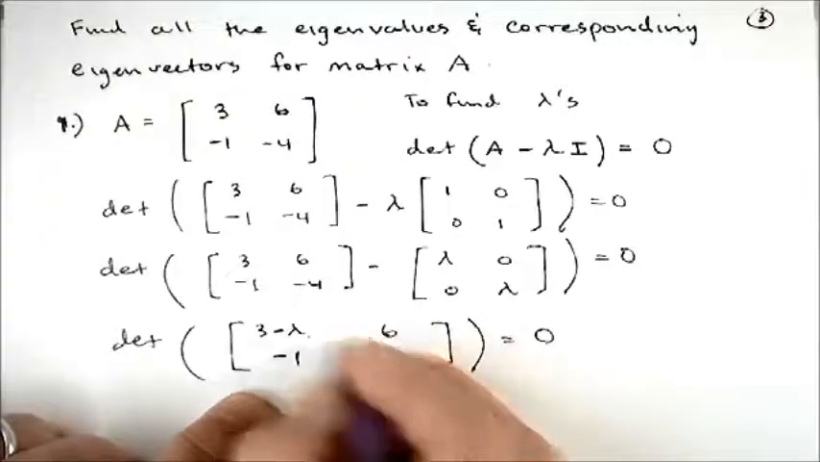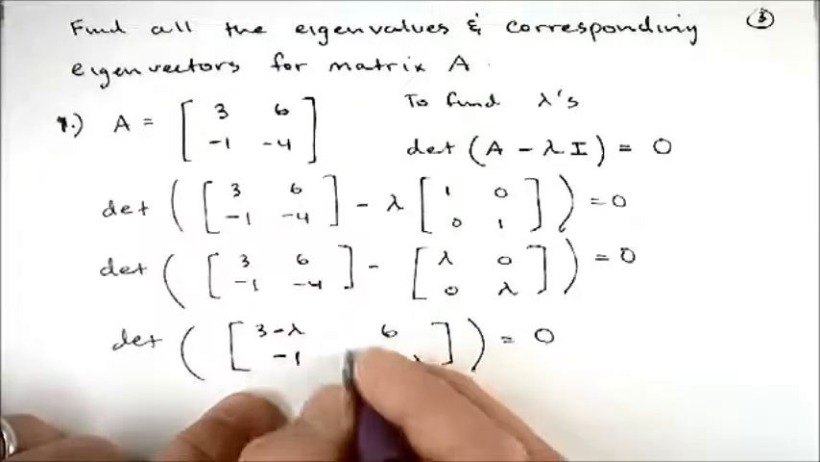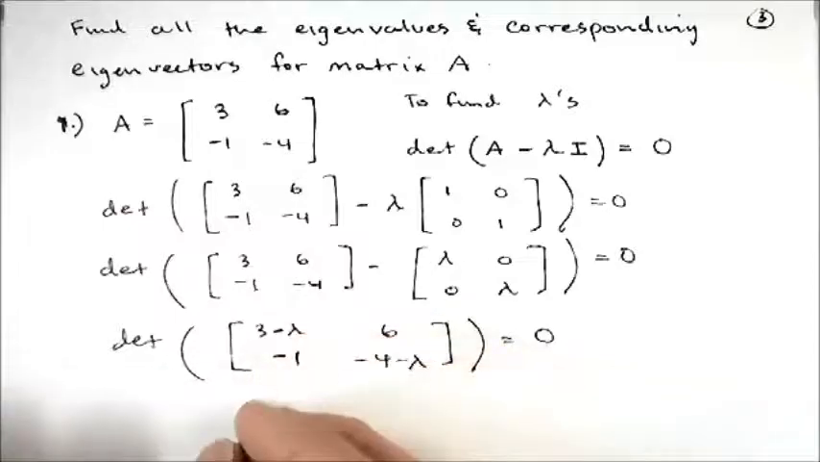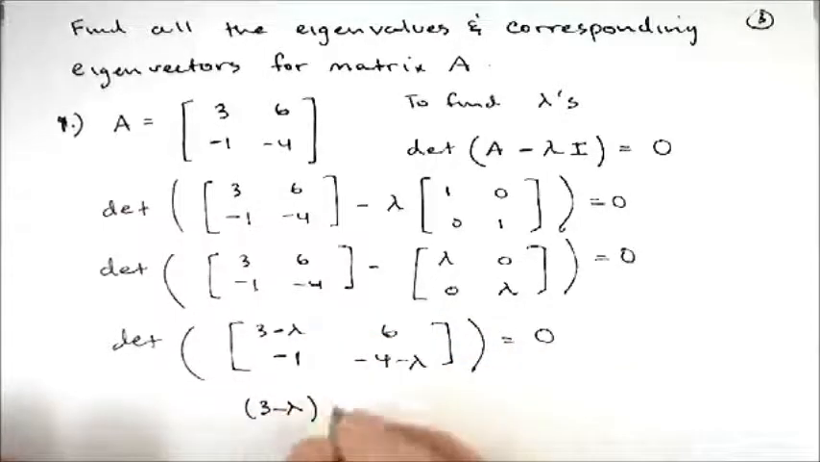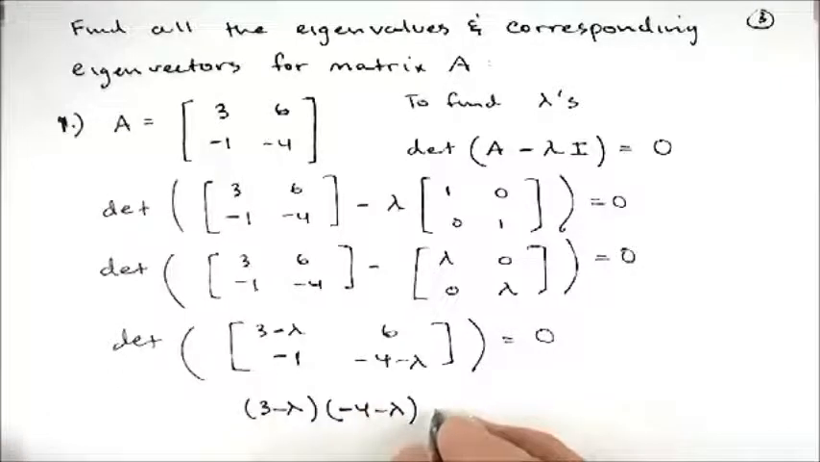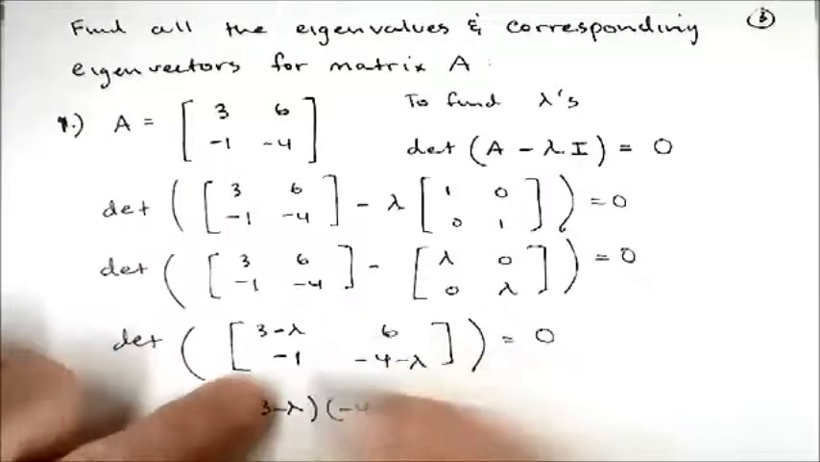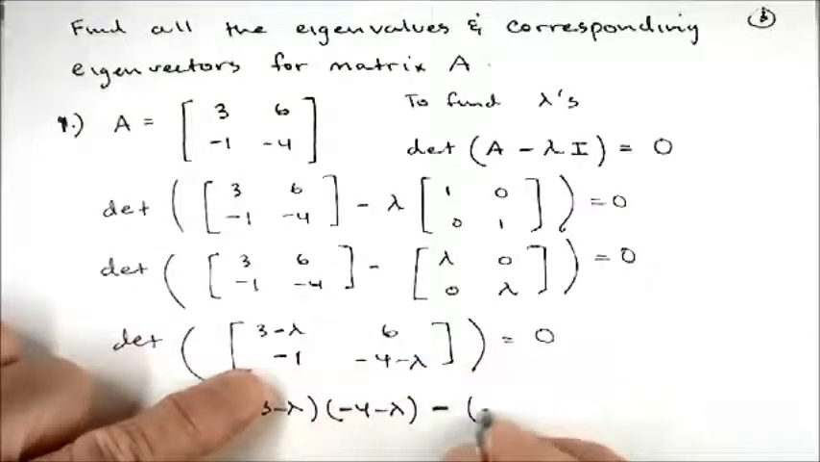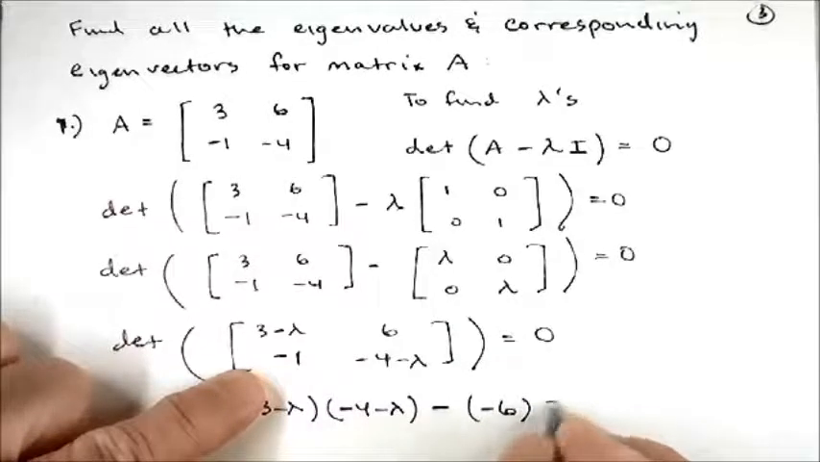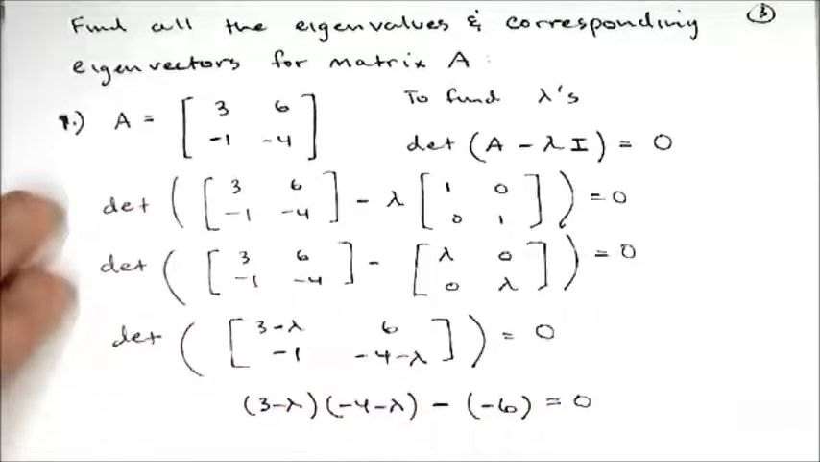The determinant is just the product here times this. So I have 3 minus lambda times -4 minus lambda, minus the product of the off diagonal, which is 6 times -1. So that's minus -6. Set that equal to 0.